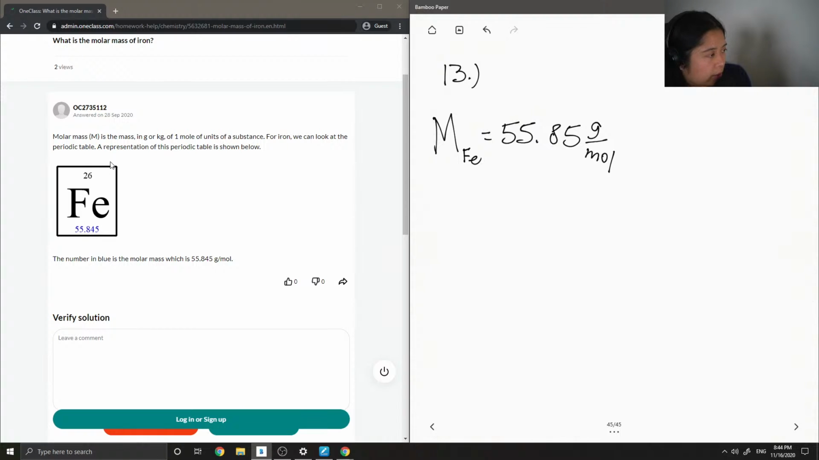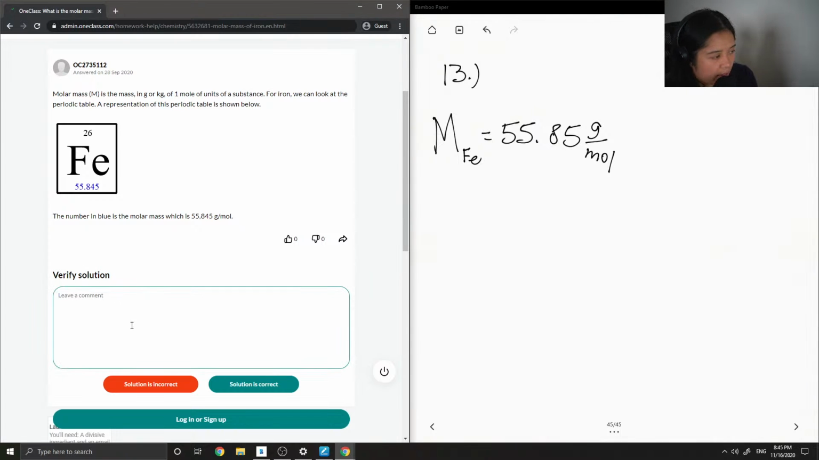So they show the atomic number, which is on top. It's 26, so this would be the number of protons in iron. And the number at the bottom, which typically has a decimal, is usually the larger value. That would be your molar mass. So they said the number in blue is the molar mass, which is 55.845 grams per mole. So this solution is correct.